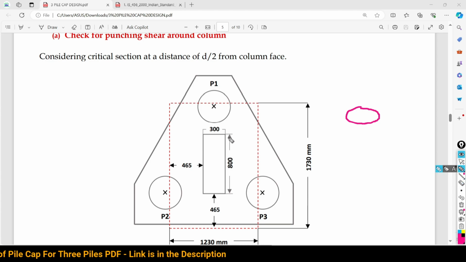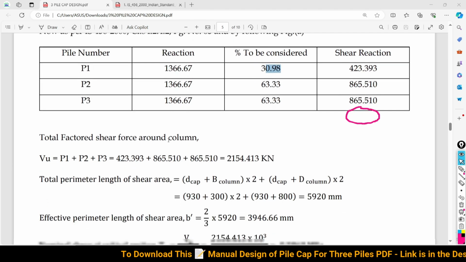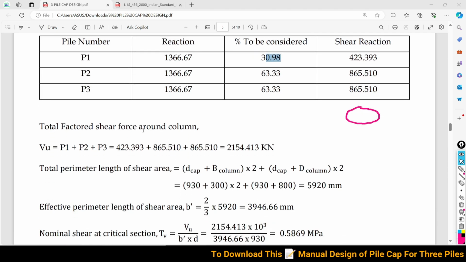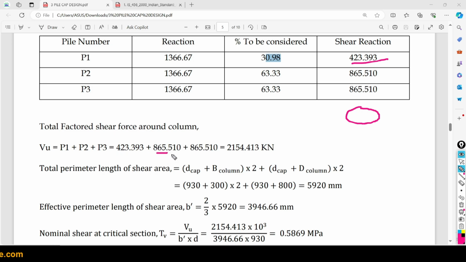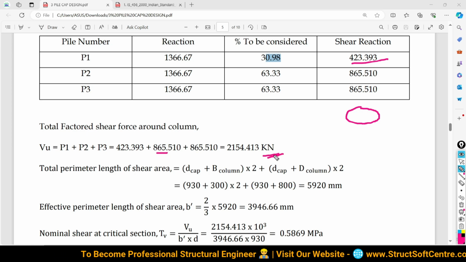From all of these three sides, meaning pile 1, pile 2, and pile 3, all of this is going to impose shear over this critical section for the punching shear. So we have to consider all these three reactions. The total factored shear force around the column is P1 plus P2 plus P3: 423.393, 865.51, again 865.51. Combined, this gives you the final ultimate shear value, 2154.413 kilonewton. This much shear value you have to consider.